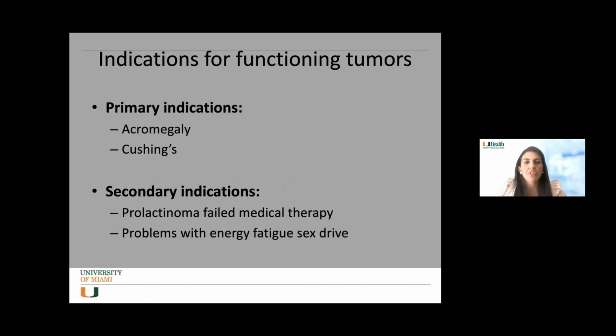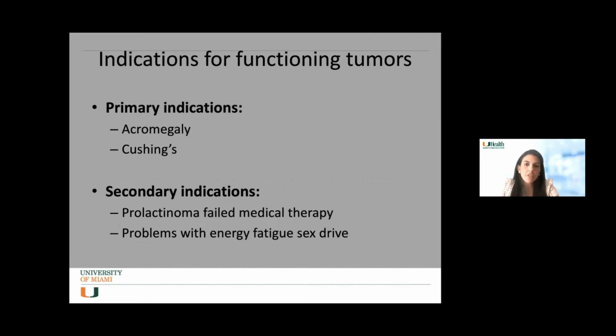So I'm going to shift gears a little bit here. We talked about these giant tumors that are difficult to manage and certain tricks that can help you. We're going to shift gears now to the functioning tumors. Those were non-functioning tumors. And in functioning tumors, we have a different set of difficulties, not necessarily in their size, but in how difficult they are to resect.